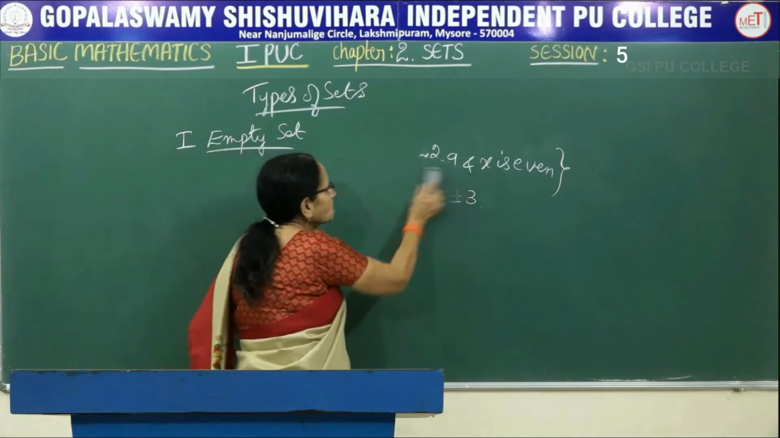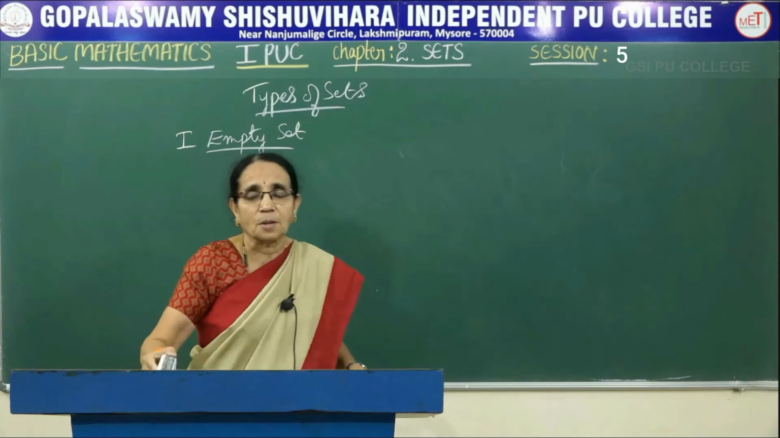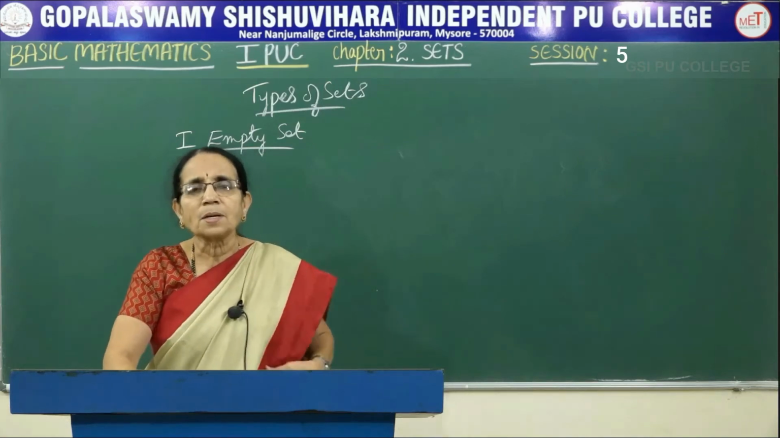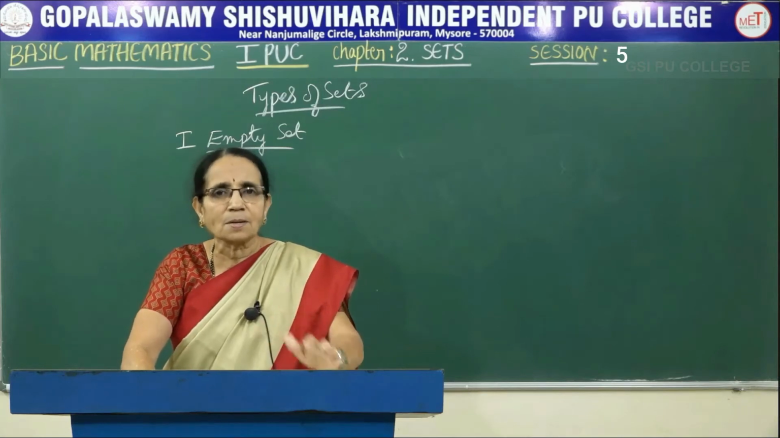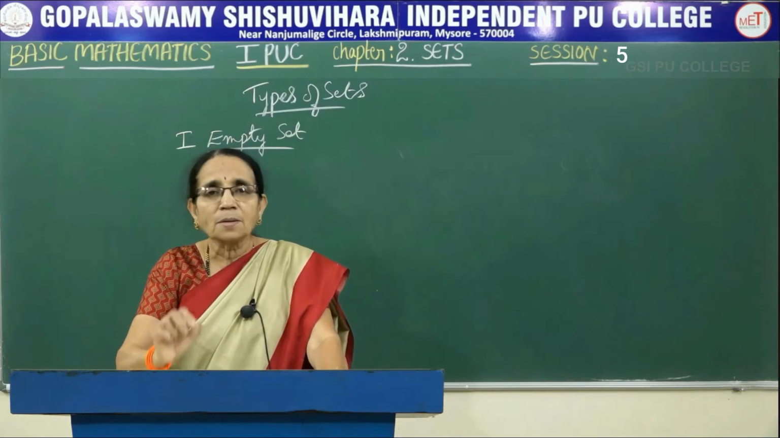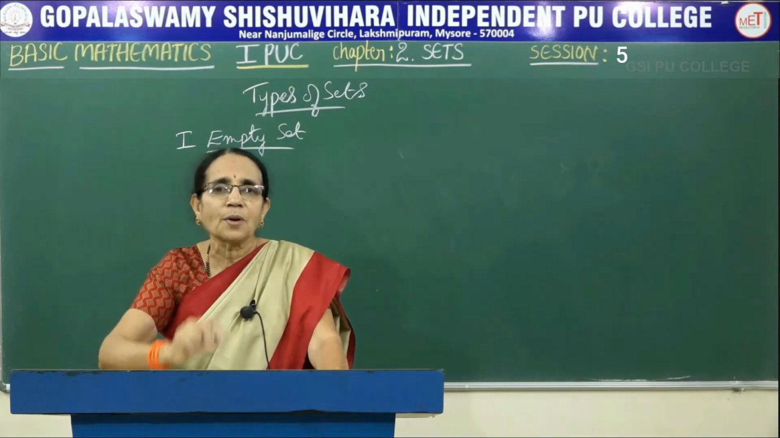This is how we consider it. Or generally, if you consider a first PUC class itself, usually the age group of first year PUC students would be between 15 and 17, let us assume. Suppose I tell you, consider the set of all students of first year PUC who are above the age of 25 years.